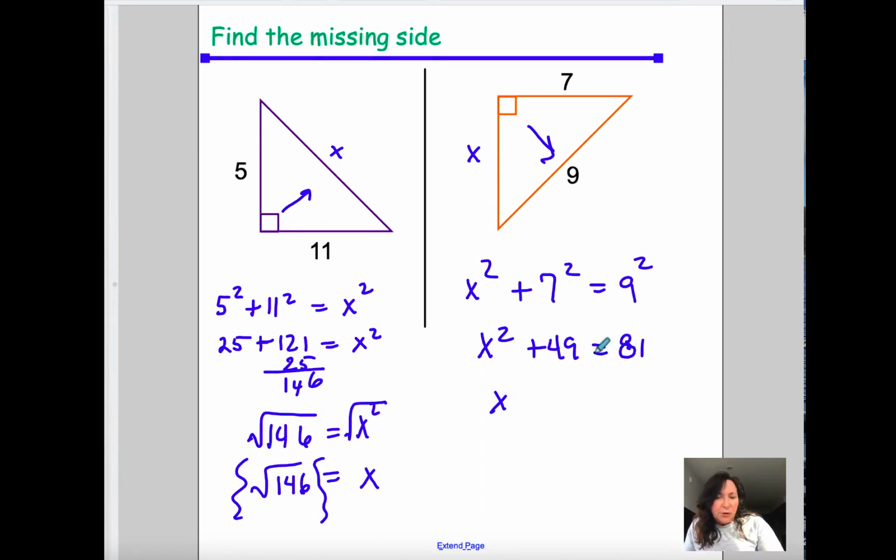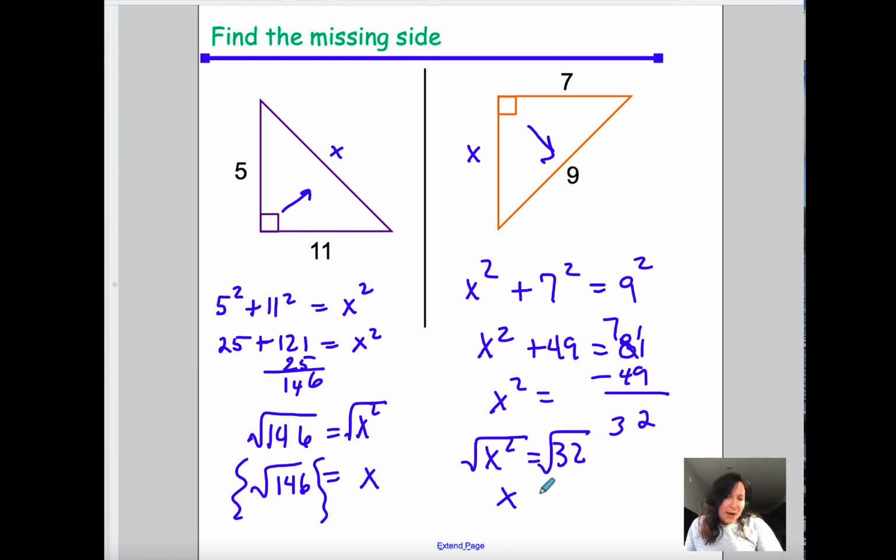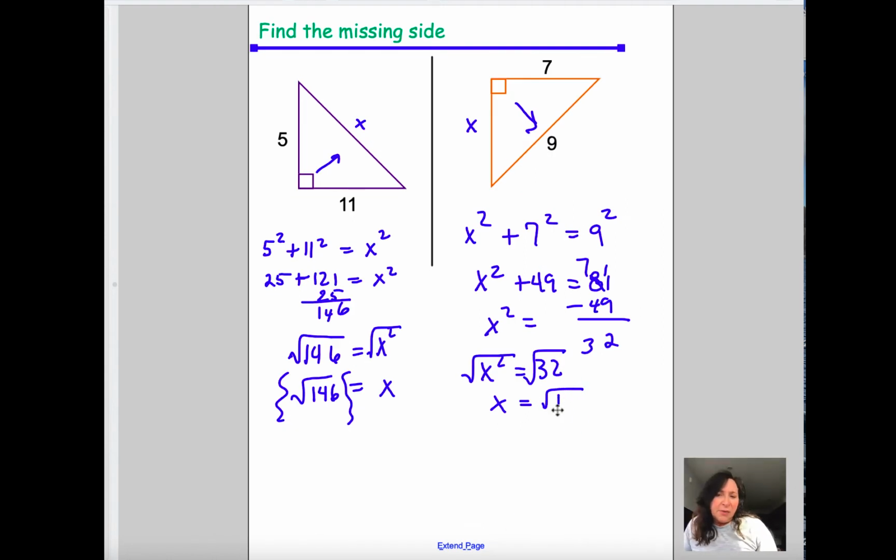And there we're going to subtract 49 from both sides. I get x squared equals 81 minus 49, and that's going to give me 32. So x squared is equal to 32. I'm going to take the square root of both sides, and I know that the square root of 32 can break down into perfect squares, meaning that that could be 16 times 2. Well, the square root of 16 is 4, so x would equal 4 root 2. So that side right here is going to be 4 root 2.